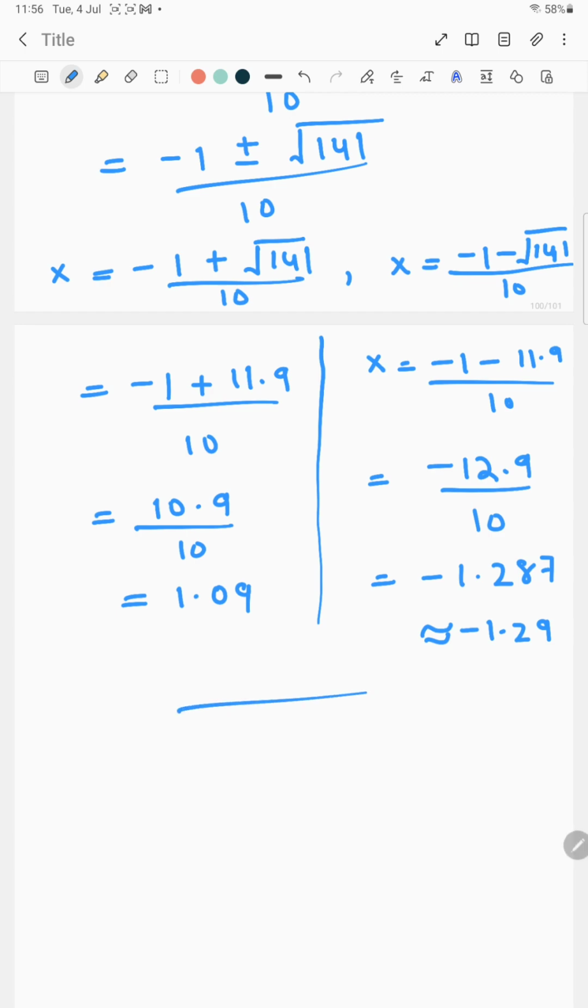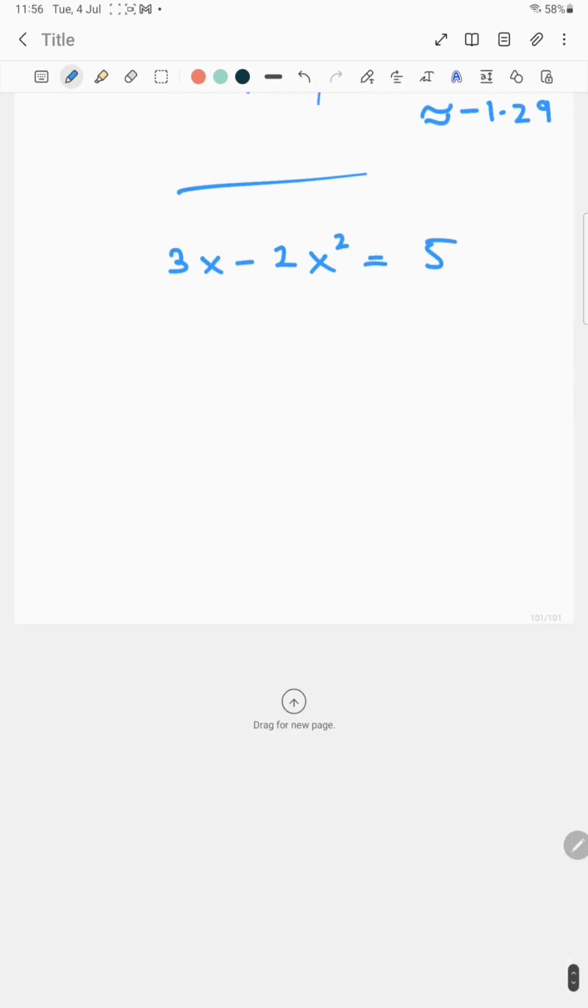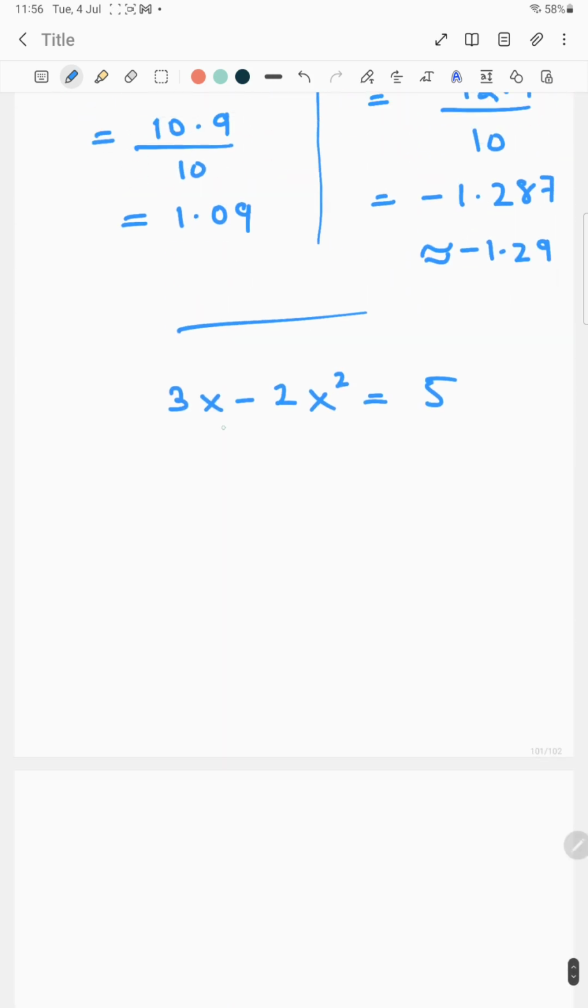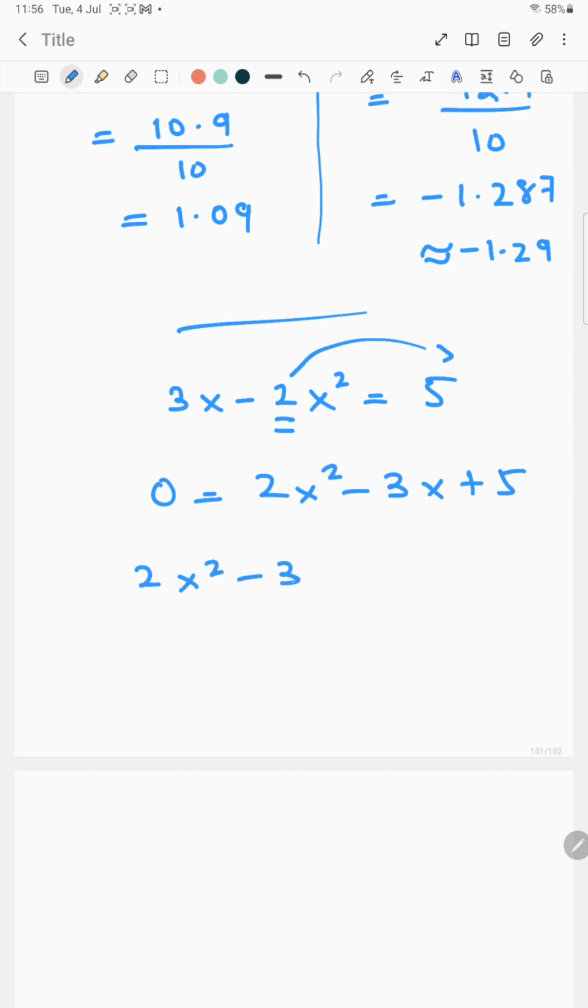If the equation is not in a proper form, for example if it is like this, 3x minus 2x square is equal to 5, so see, it is not in the general form. In this case, first you have to write it down in the general form. Because the x square term should be positive, you will shift this side to the other side. 0 is equal to 2x square minus 3x plus 5. So now you have a quadratic equation: 2x square minus 3x plus 5 is equal to 0.